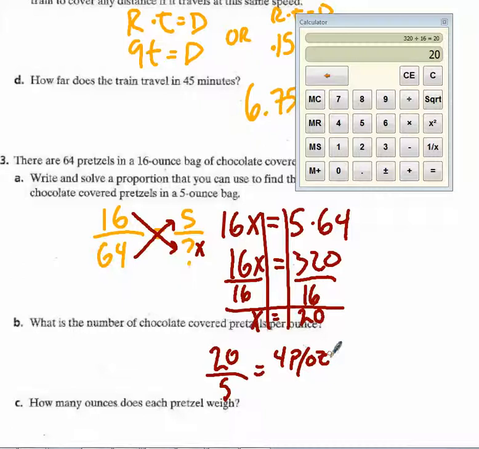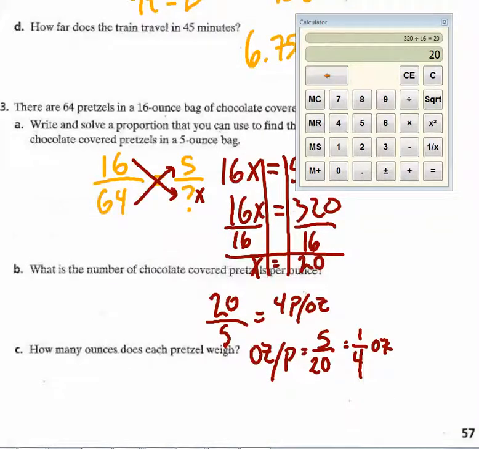Well, if I get 4 pretzels per ounce, I want to know ounces per pretzel, right? That's funny. So if I want ounces per pretzel, that means I'd have to flip this. So we have 5 ounces, and we have 20 pretzels. So that means that each pretzel is going to weigh a grand total of 1/4 of an ounce, or in other words, 4 pretzels would weigh 1 ounce.